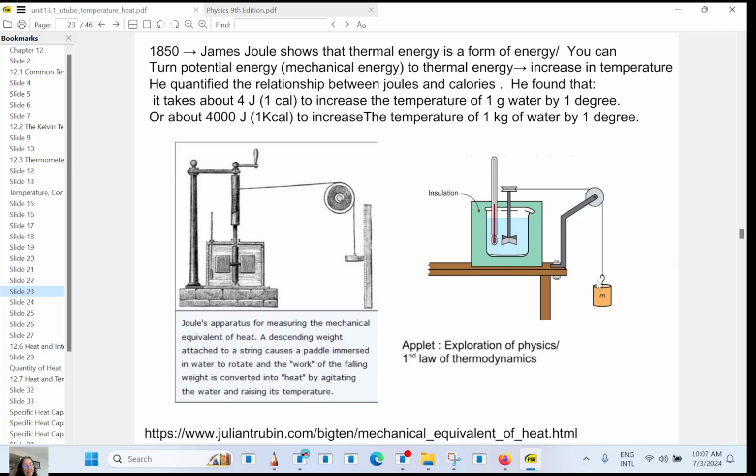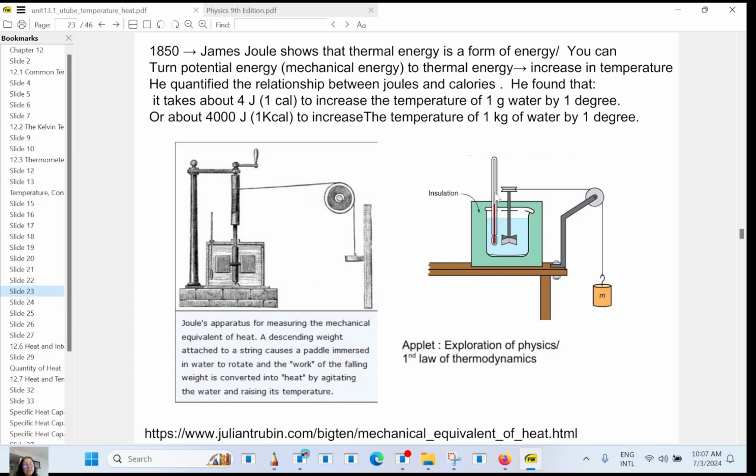So for example, here you have a weight above the ground, so it has potential energy. Okay, so you let the weight fall. So that potential energy is going to turn into mechanical energy, so rotational kinetic energy, because it's going to spin. And because of the friction, that's going to go into heat. And the temperature will turn into thermal energy, and the temperature will rise.